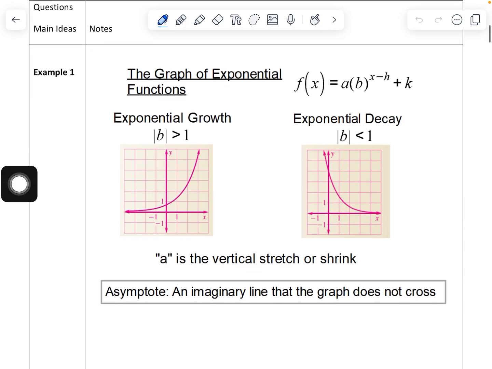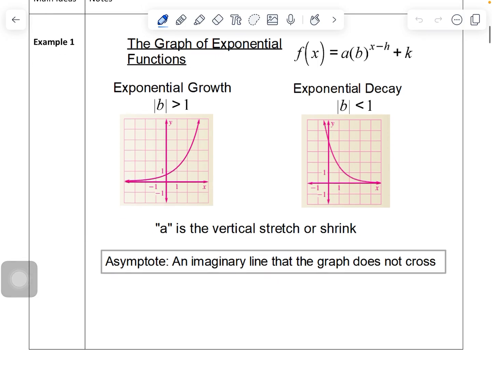And then we have a new word here called the asymptote. This is an imaginary line that the graph does not cross. So when we're working with exponents, we're going to notice some points that we can never reach because of the exponent where the variable is located. So we're going to see some boundary lines, which is another way you can think of an asymptote. It's like an invisible boundary.